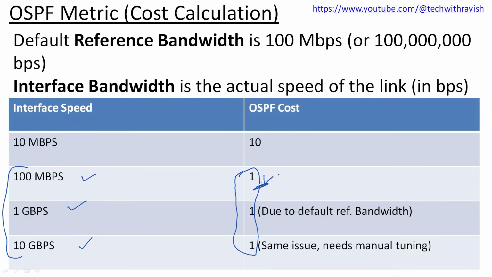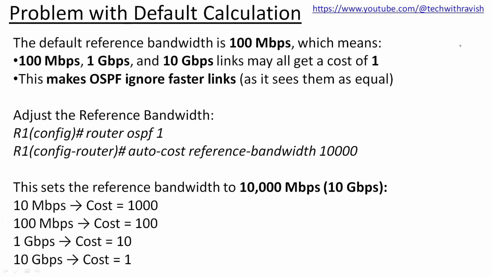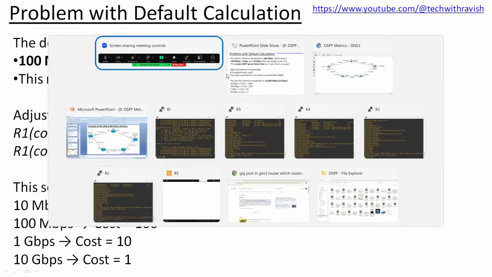First of all, we have to change the default reference bandwidth. How can we do that? We can use the command router ospf, the process ID, auto-cost reference-bandwidth 10000. Then the reference bandwidth will be taken on the basis of 10,000. Let's first put this on every router, then we will find the best path according to the rule.